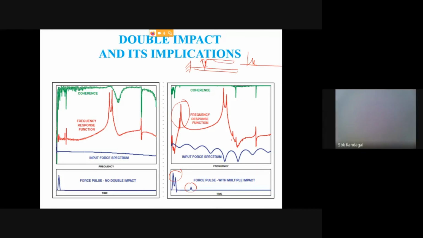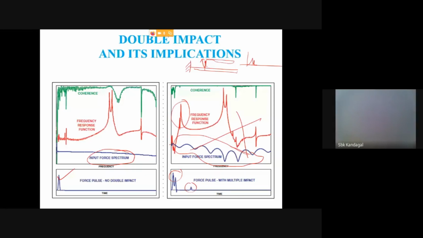It has got a corruption here, and you see the frequency of excitation bandwidth also got affected. Whereas if it is a nice single pulse, you will be able to get this input force spectrum. Whereas if you have got a double hit, this one is not permitted.